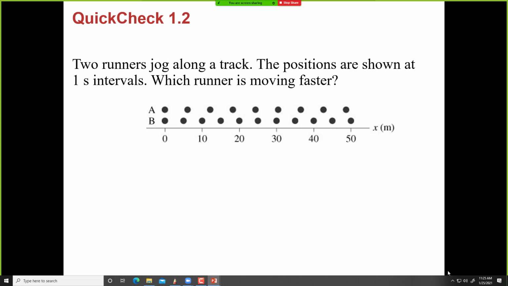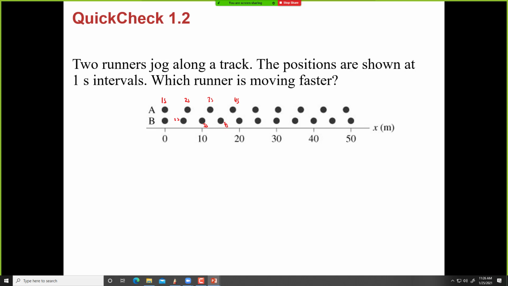And each dot is the position in 1 second time interval, meaning this picture is at 1 second, this is at 2 seconds, this is at 3 seconds, this is at 4 seconds, and at each second time. So which runner is moving faster, A or B?